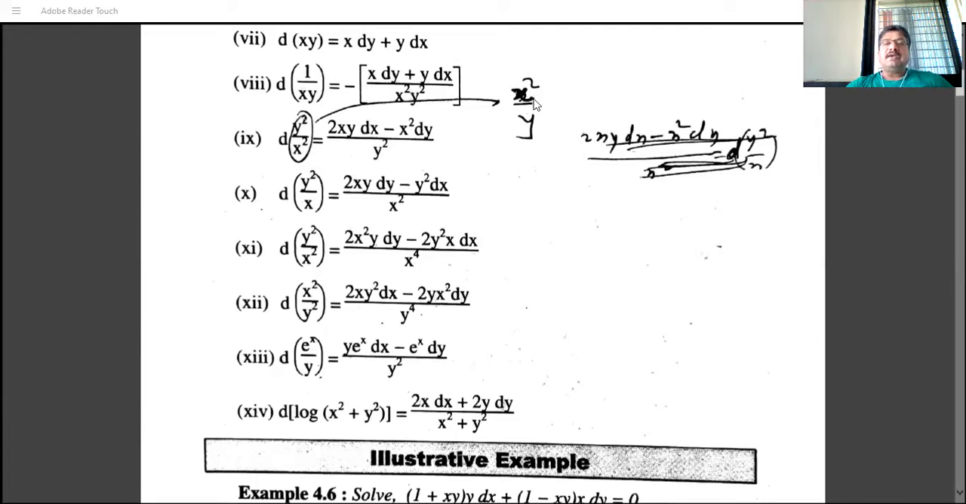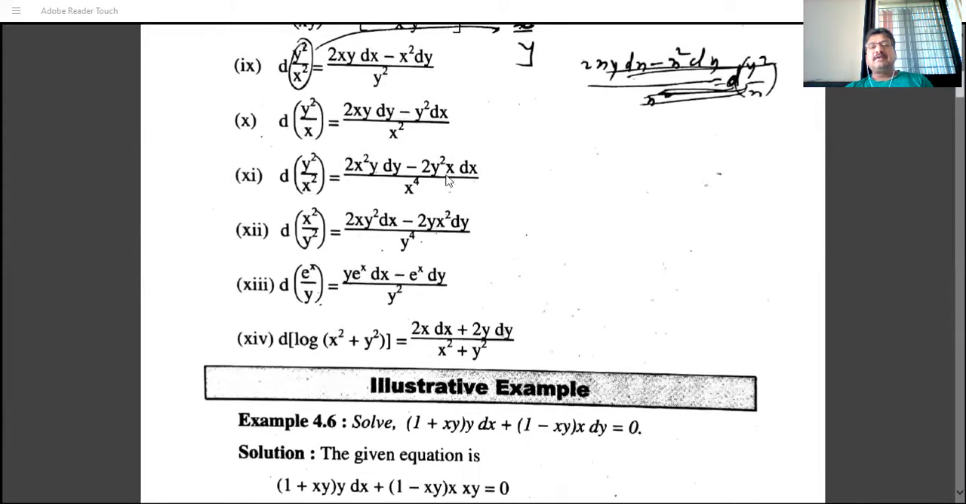Now the derivative of x square by y. By the u by v rule, the derivative of x square, u, is 2x dx, minus x square times the derivative of y, which is dy, divided by v square, y square. Instead of this, write y square by x. Then the derivative of y square by x is twice xy dy minus y square dx, divided by x square, by using the u by v rule.